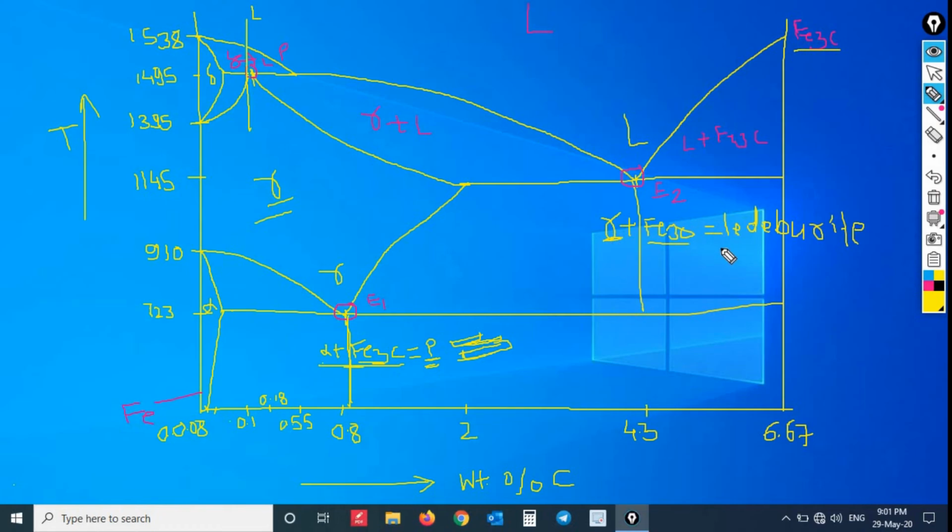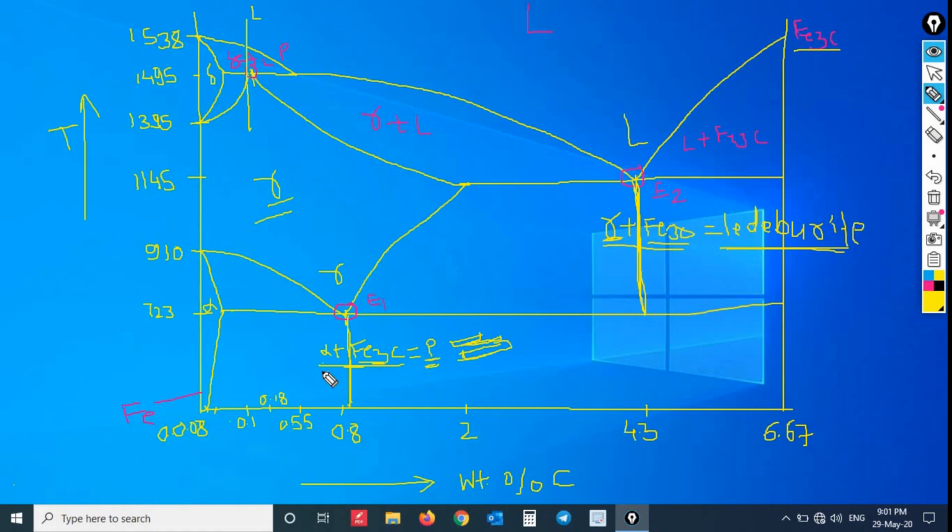The ledeburite name is given after the scientist who found this mixture, Adolf Ledebur. From Ledebur it converts to ledeburite. So see the difference again between pearlite and ledeburite. The common thing is cementite. The difference is alpha ferrite and gamma iron. So this is about the different phases present in your iron carbide diagram.